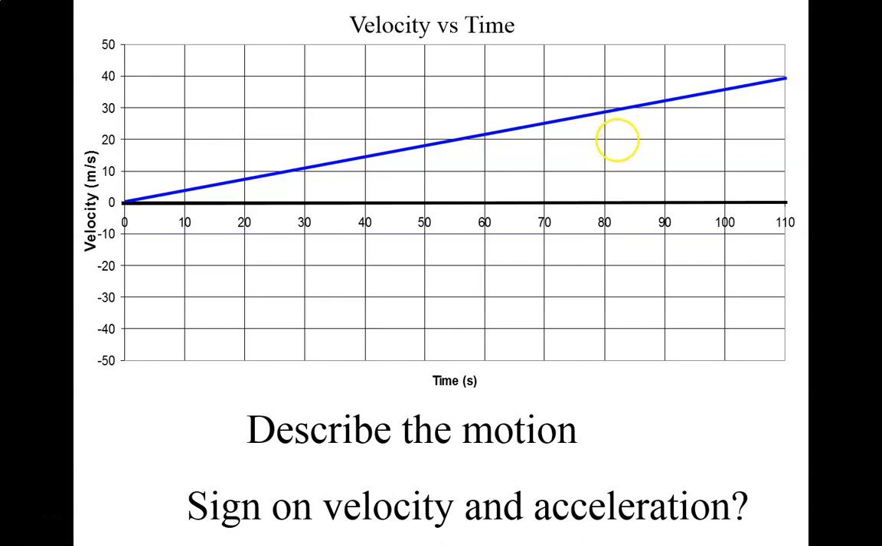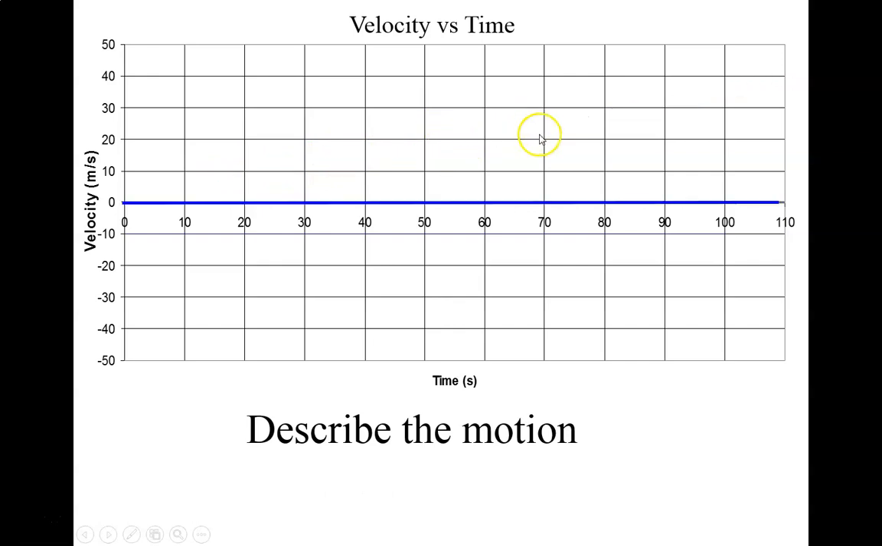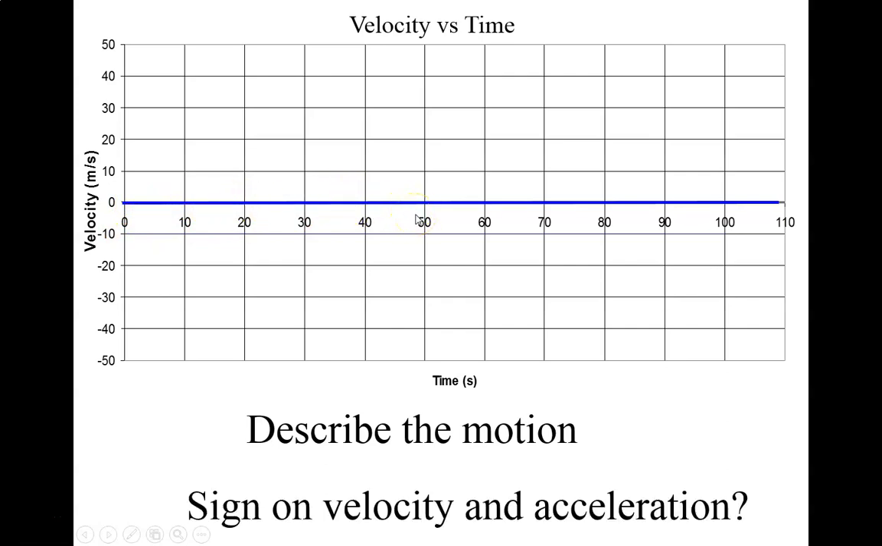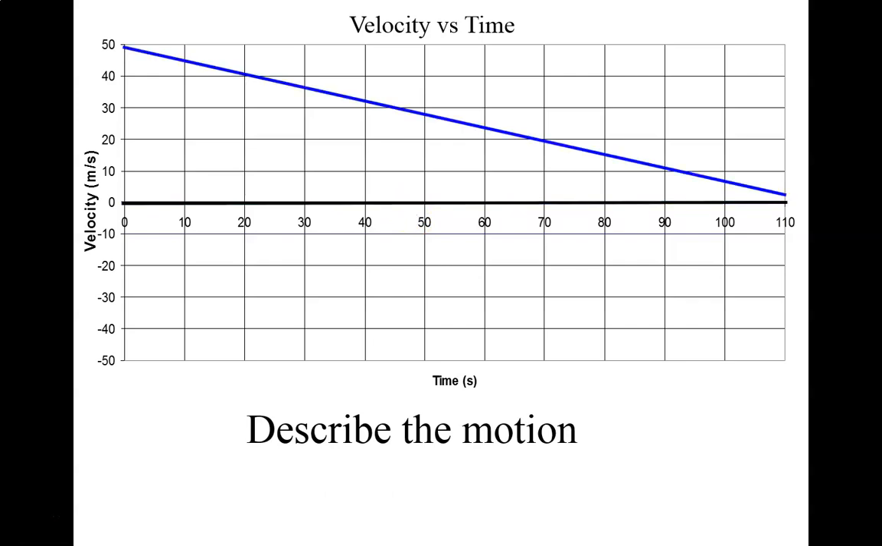So the velocity is positive, and if it's speeding up, that means that the signs in the velocity and acceleration are the same. So that means that the acceleration is also positive. Let's see what this guy is doing. This guy is maintaining a constant 0 meters per second. So this guy here is stationary. So the signs in velocity and acceleration are both 0. It doesn't have a sign.